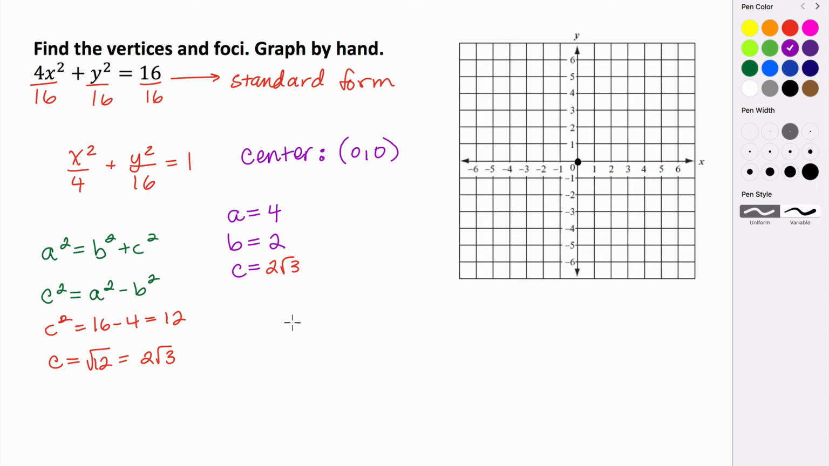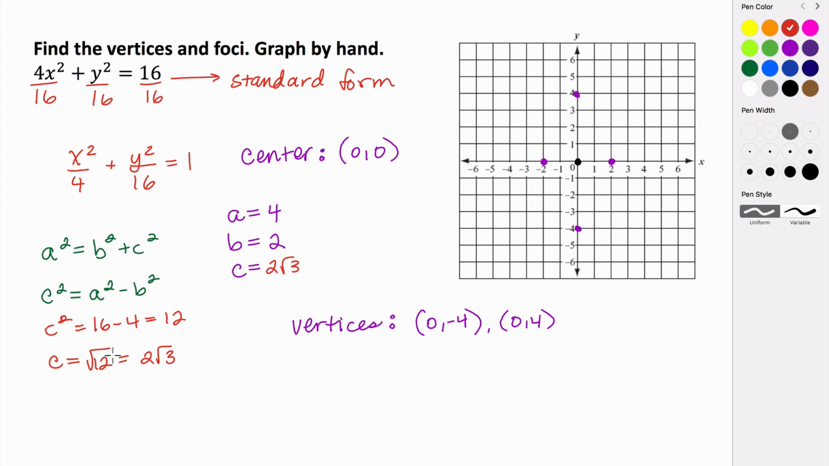So our vertices, their ordered pairs are, again, this is along the y-axis, so we're going to go 4 units up and 4 units down. So the vertices are at 0, negative 4, and 0, positive 4. The co-vertices are going to be at negative 2, 0, and positive 2, 0, but it's not asking us for those. And then the foci are going to be 2 rad 3, or the square root of 12 units up from the origin and down from the origin, from the center.